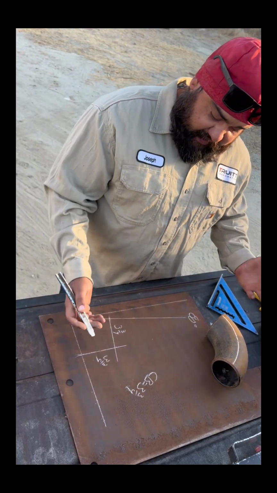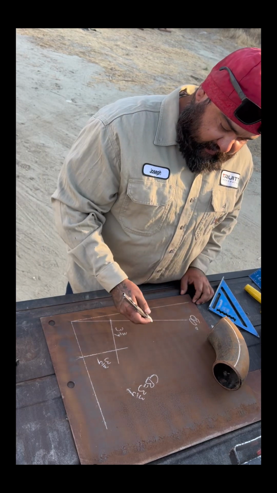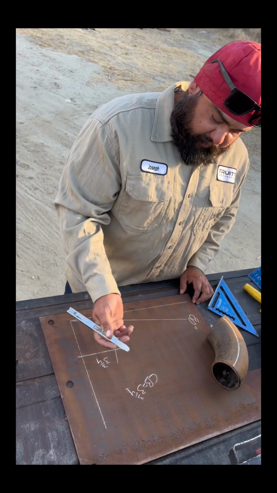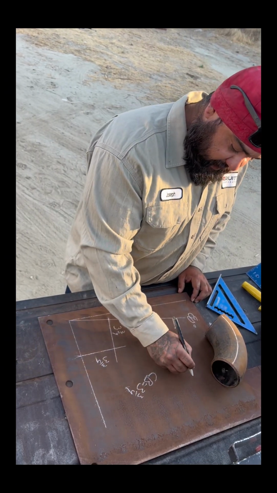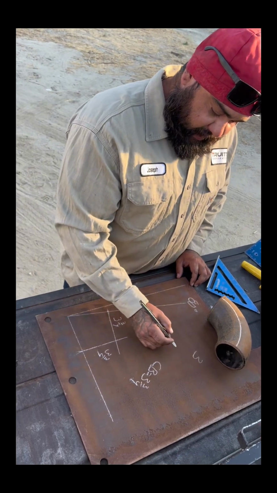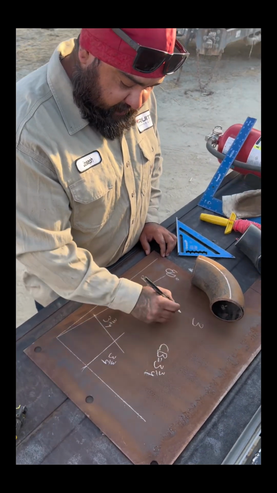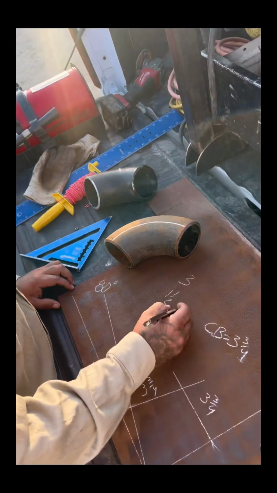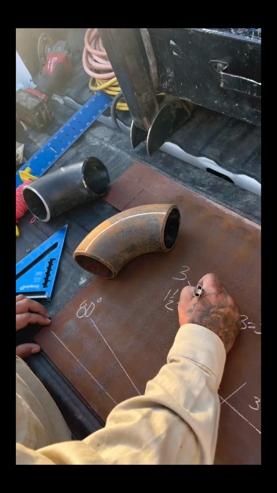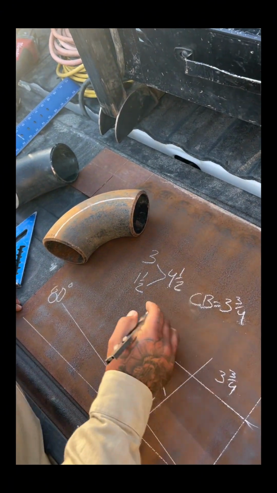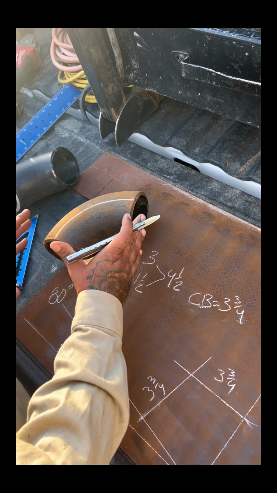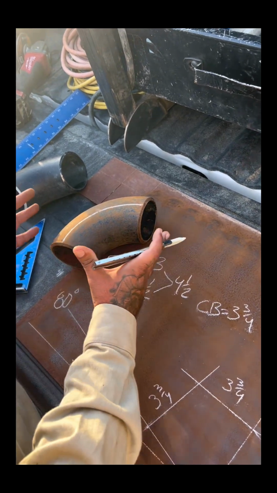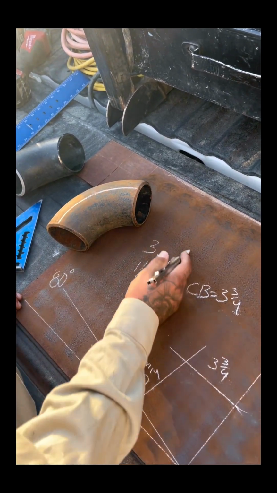So for any size pipe, all it is the pipe size plus half. So if you have a 3-inch pipe, half of 3 is 1.5. Add them together, it equals 4.5. So that'd be your cutback on a regular 90, a regular fitting, and that goes for any size pipe.